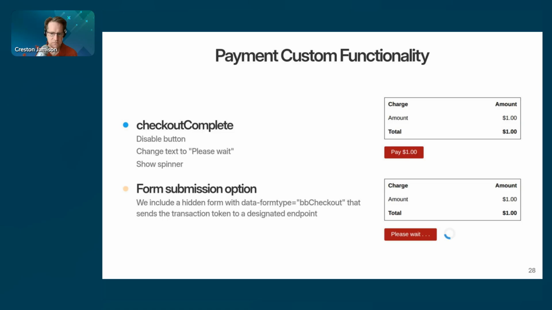All right, in terms of the hidden form, you need to make sure it has a data attribute of form type equals BB checkout. And then the payment modal will know to go ahead and submit that form once the modal is complete with its work.